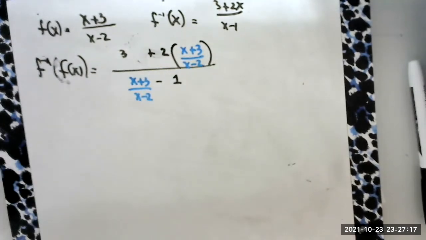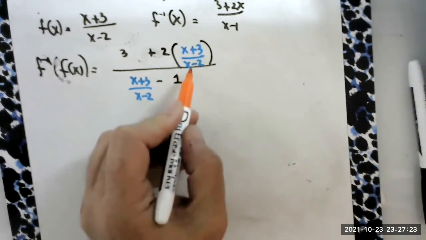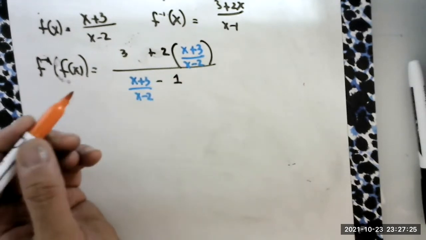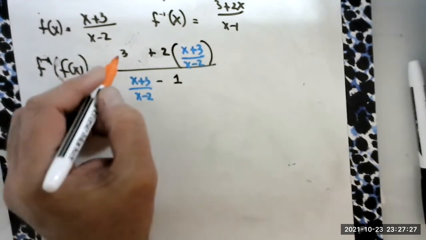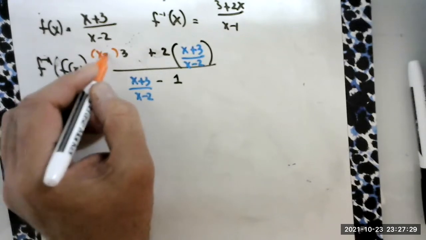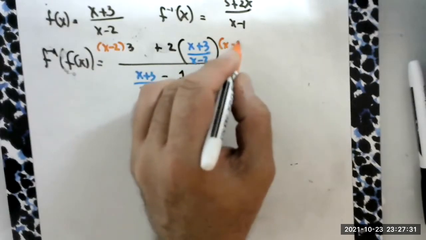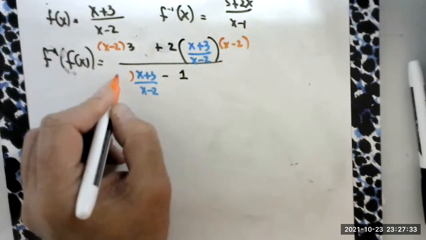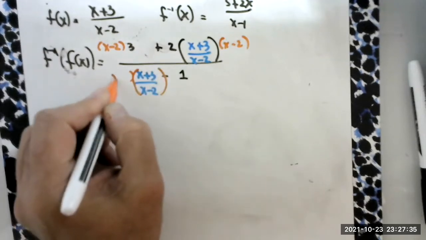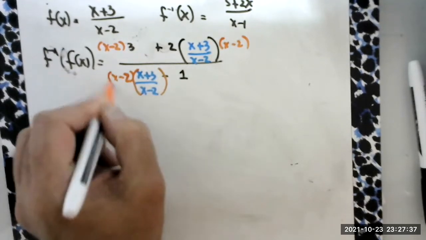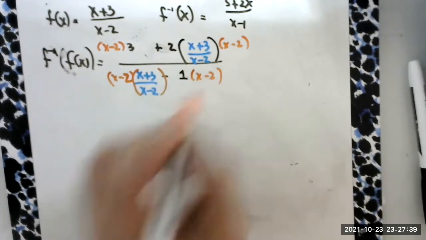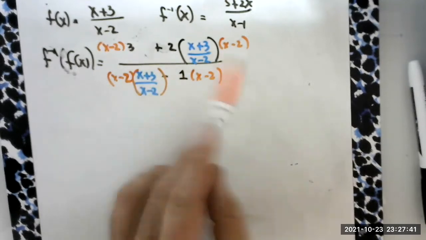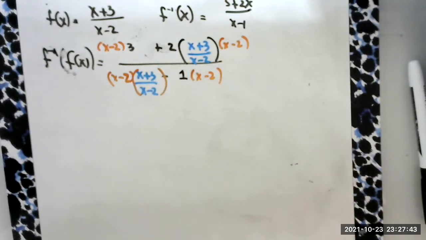Once again, we ended up with a complex fraction. We just simply multiply by the LCD, which is, of course, x minus 2. So let's proceed and multiply this one by x minus 2, this one by x minus 2, this one by x minus 2, and this one by x minus 2. So we multiply all four terms by x minus 2. And let's see what we have.